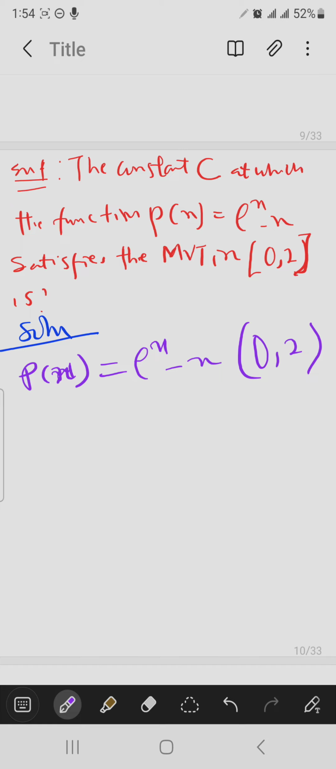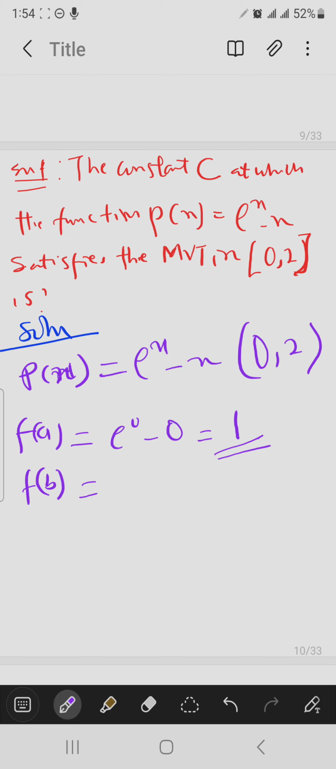The first thing you are going to find is f of a, or p of a or whatever of a. So this one is going to be e raised to power 0 minus 0. E raised to power 0 equals to what? 1 minus 0 is going to be 1. That's all. F of b, so it's going to be f of 2. So it will now be equal to e raised to power 2 minus 2. E raised to power 2 minus 2 will be what? 5.39. You're going to press this on your calculator. And I hope you know that.